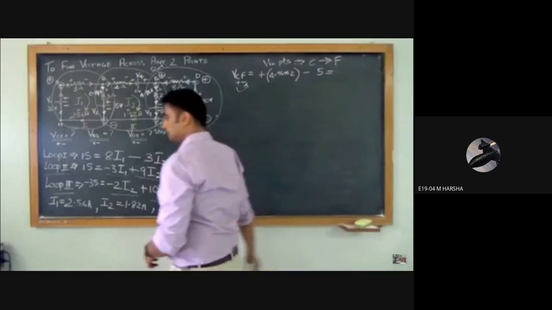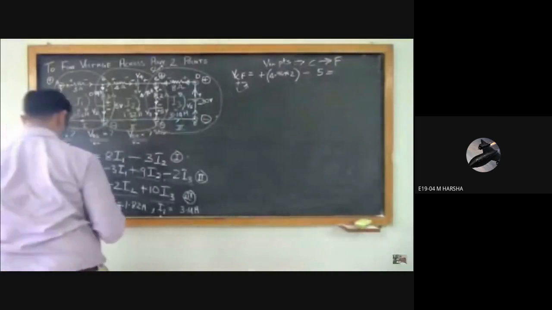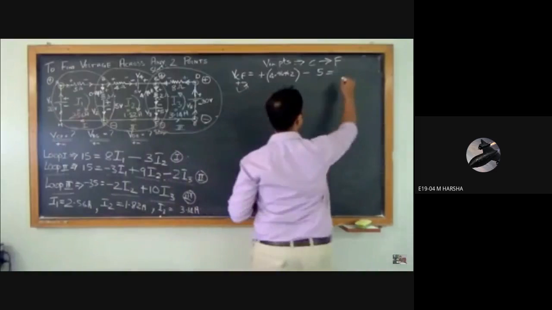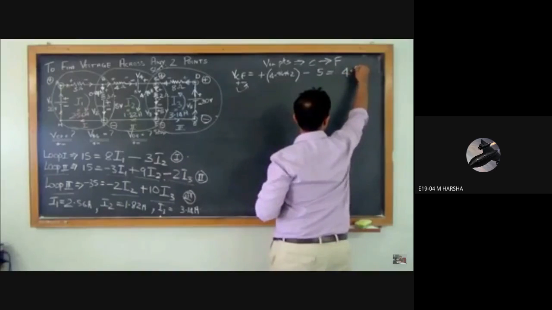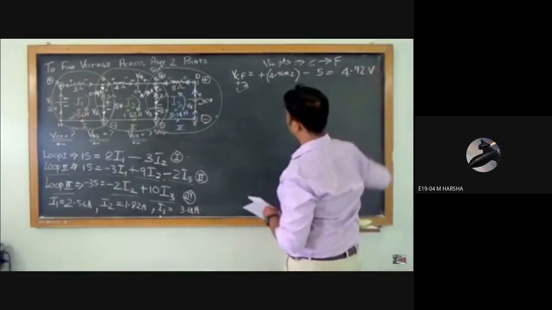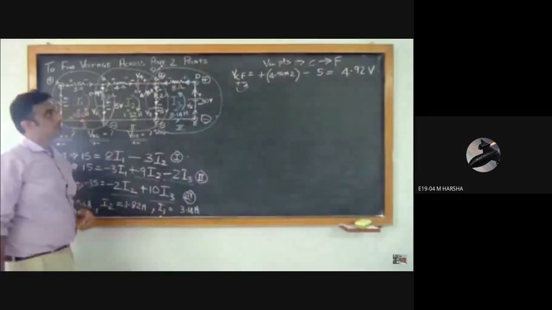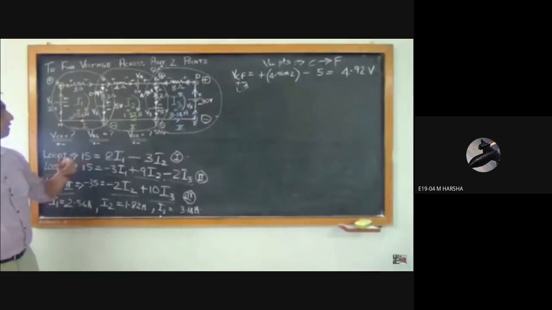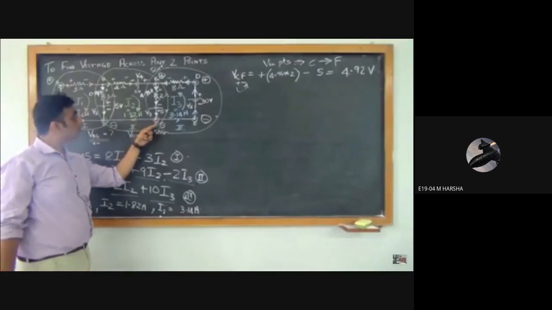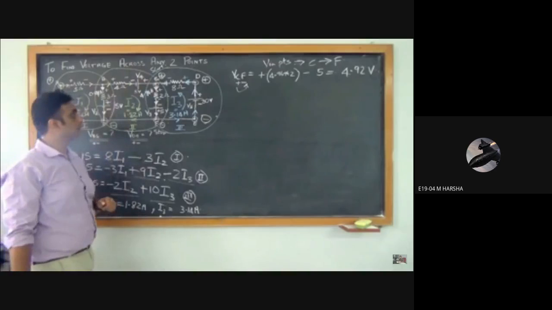So substituting this, we get the value as 4.92 volts. So now we basically moved from C to F. In the same way, we can even start from F and go to C. The value will come the same.